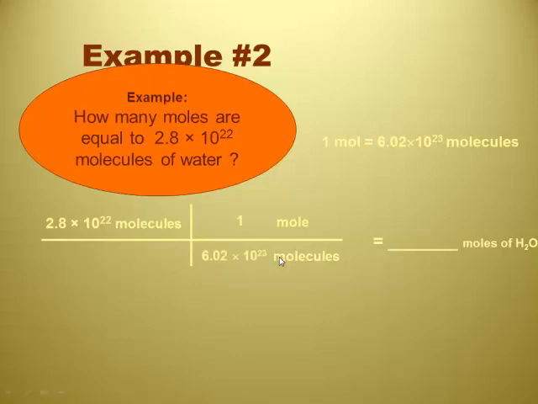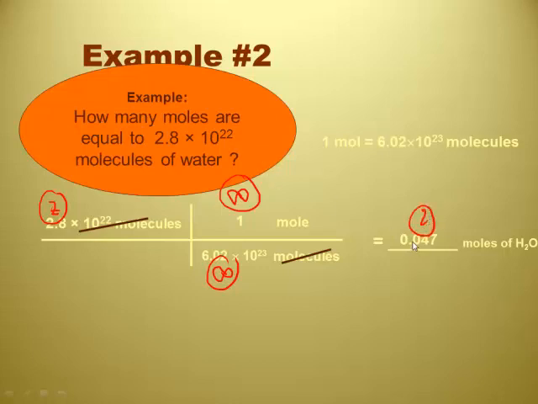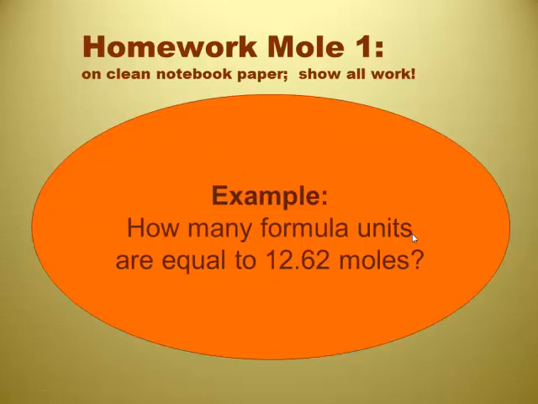Then we check the units. The molecules do cancel with the molecules, and the math becomes 2.8 times 10 to the 22nd divided by 6.02 times 10 to the 23rd. And there we go: 0.047 moles. Two sig figs, just like the 2.8 times 10 to the 22nd. Infinity over here and infinity over here, so undefined, as you say. So we want 2 sig figs in the answer.